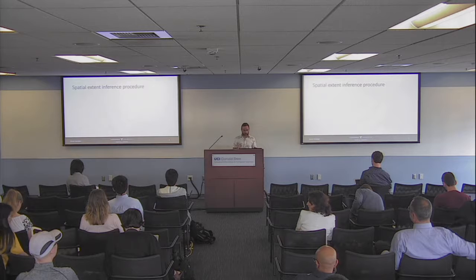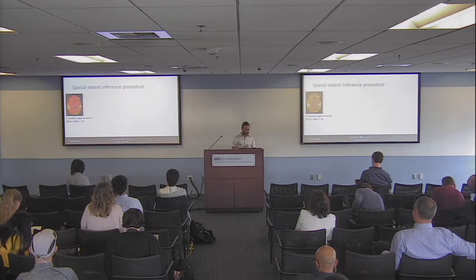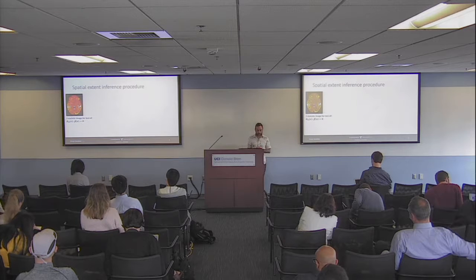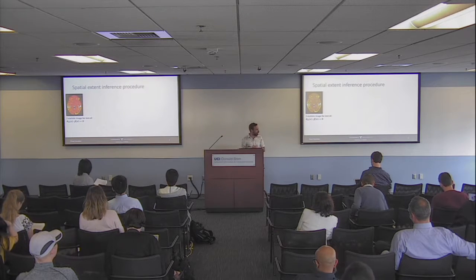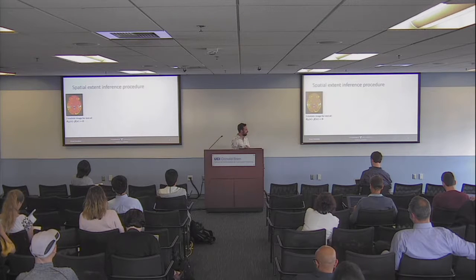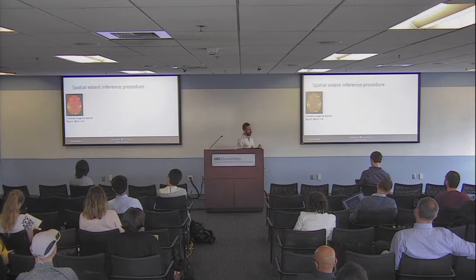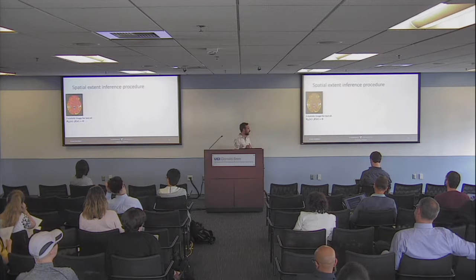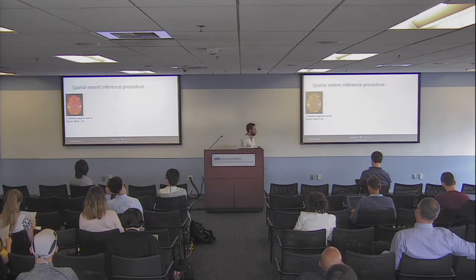I'll give a little bit of a background because I think a lot of the audience is familiar with how we do inference in imaging data. This is spatial extent inference, so this is a statistical map for a test of a null hypothesis from a group level linear model. So this might be, we're looking for group differences in activation between two diagnostic groups, or maybe we're looking for age changes.